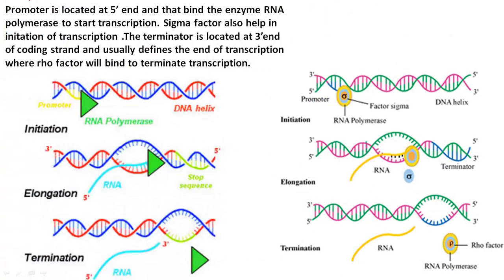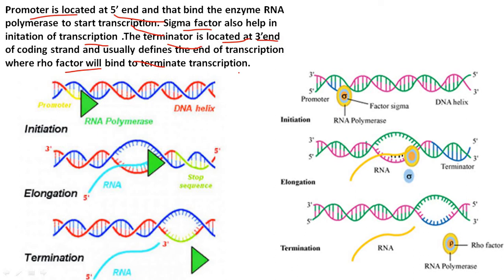Let's move on. Here, as you can see, the promoter is located at the 5' end and binds the enzyme RNA polymerase to start the transcription. The promoter is necessary. Sigma factor is also necessary, which helps in the initiation of the transcription. The terminator is located at the 3' end of the coding strand and usually defines the end of the transcription, as I've told, where the Rho factor will bind to terminate transcription.